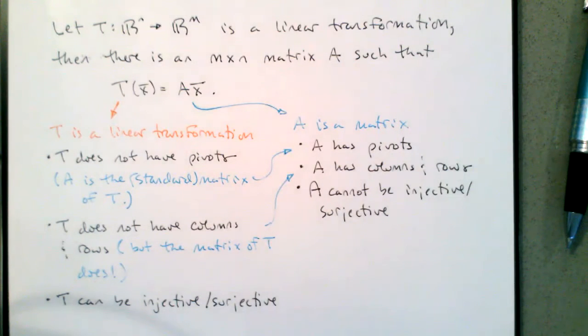Now, there are some things that we talk about that belong to the transformation that don't belong to the matrix. A transformation can be injective or surjective, or both, or neither. They're not mutually exclusive. But it's the transformation that can be injective or surjective. The matrix A, we would not describe as injective or surjective because A is not a transformation. T is a transformation. Injective, that's one-to-one. Surjective, that's onto. Those are things that belong to the transformations.